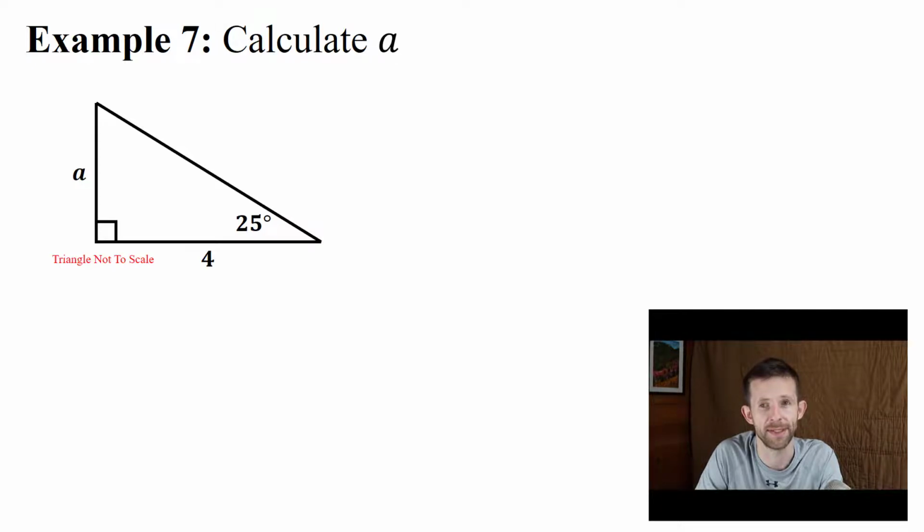For example 7, I want to calculate the measure of side A. I'm going to look at what am I given. So I'm given this angle, which is 25 degrees, and I'm given a side that's adjacent to it, and I'm also given a side that's opposite. So opposite and adjacent, that means I'm going to be using tangent. Those are the two sides that give me that ratio. Tangent of 25 is a divided by 4.